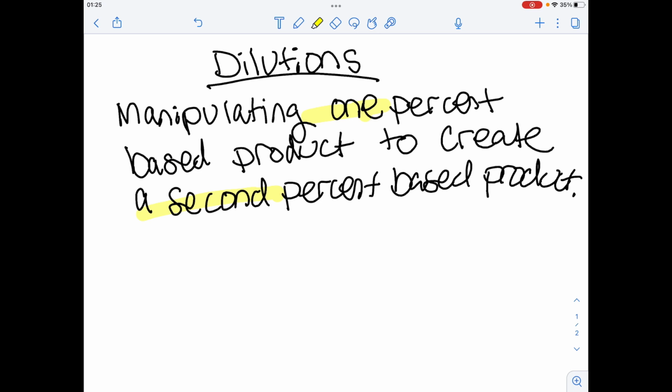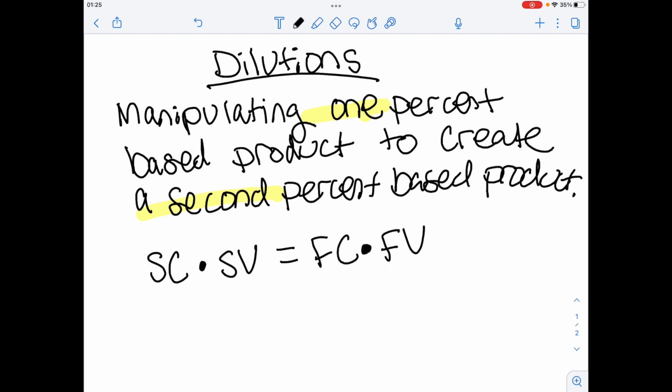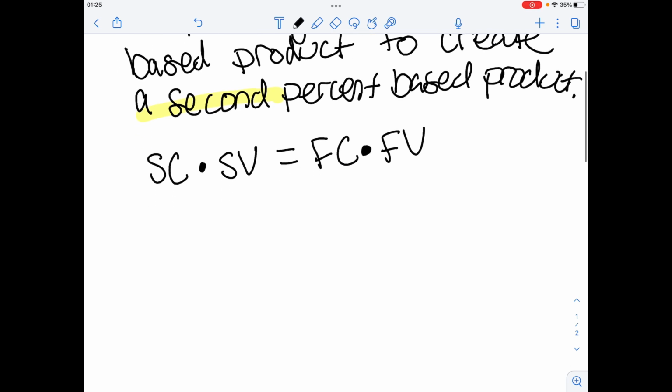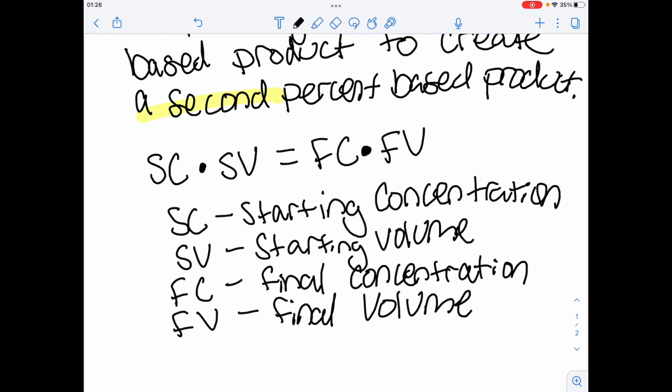So in order to start going over dilutions, let's learn the formula. So the formula for dilutions is starting concentration times starting volume equal to final concentration times your final volume. I'll write that below for you, just so you can reference later. Okay, so feel free to pause your screen, go back to this whenever you need to.